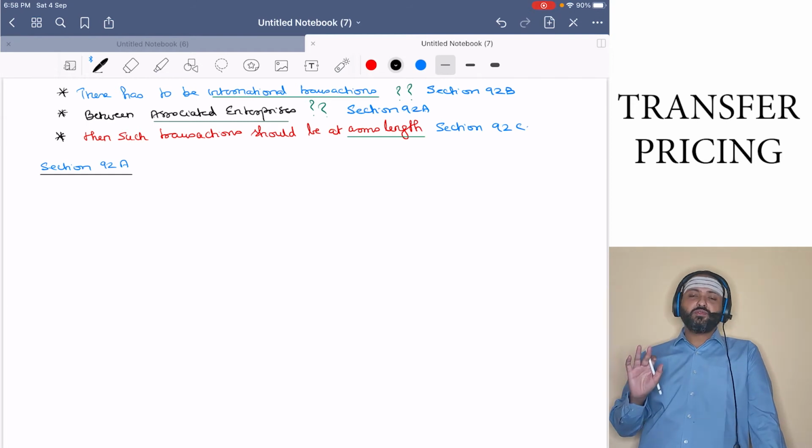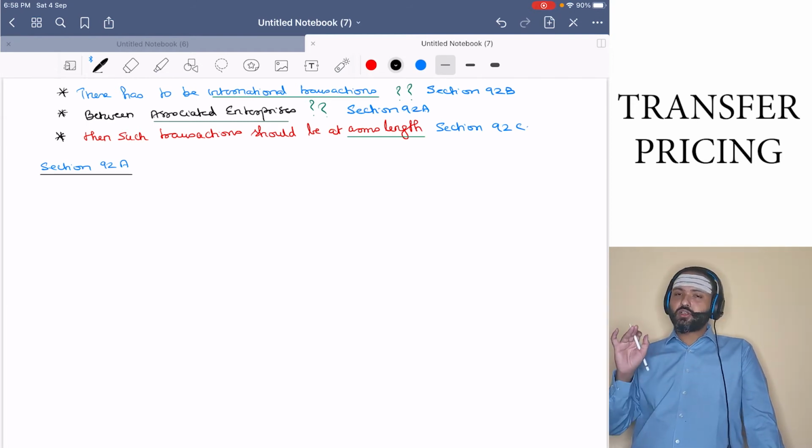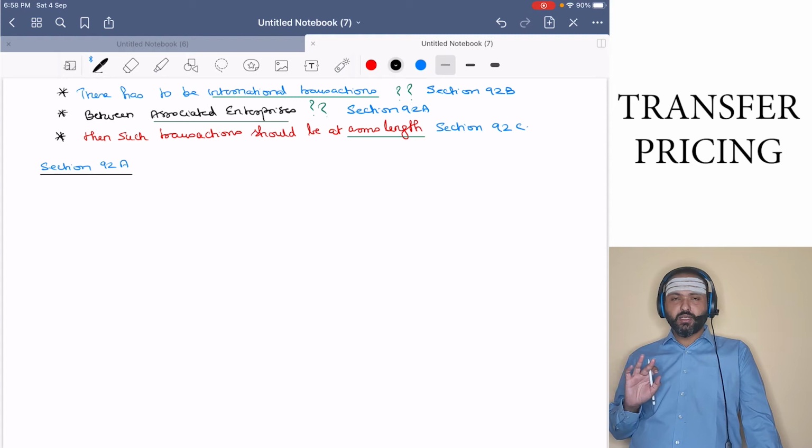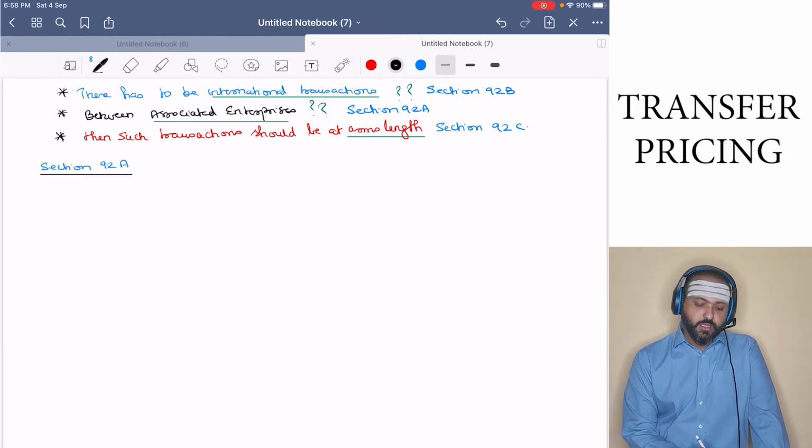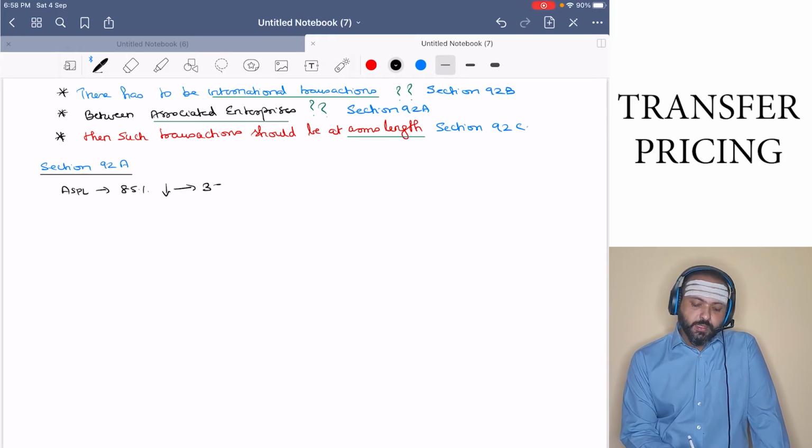What we will do is, we will reduce our holding. Let us not get into the nitty-gritties of Companies Act right now. Let us reduce the holdings. We will reduce the holdings from 85% to 35%. So what will ASPL do? ASPL holding 85% will reduce the holding to 35%.